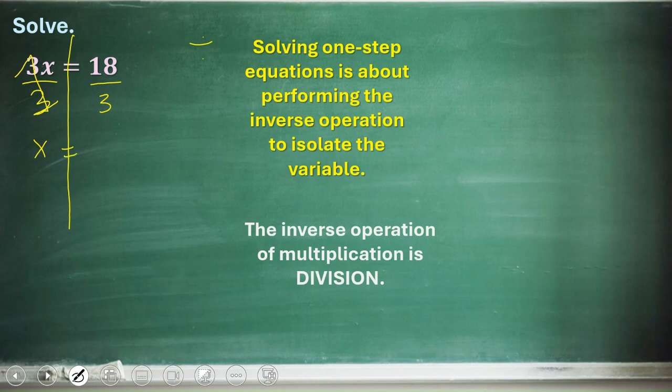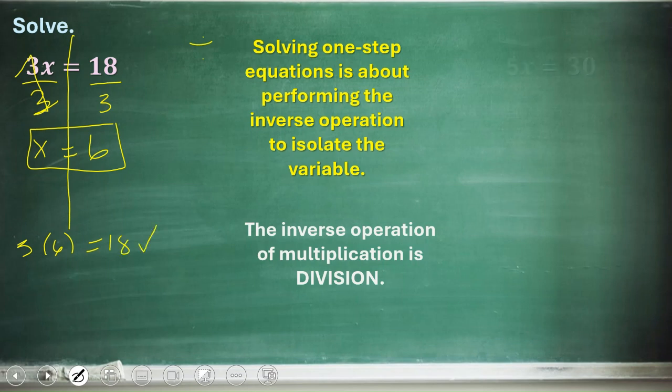And then we just divide 18 by 3. 18 divided by 3 is 6. So in this case, x equals 6. If we wanted to check our answer really quick, we could plug it in. 3 times 6 equals 18. Check, we did it right.